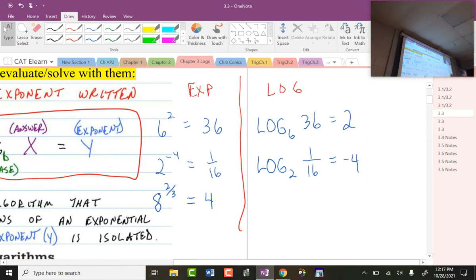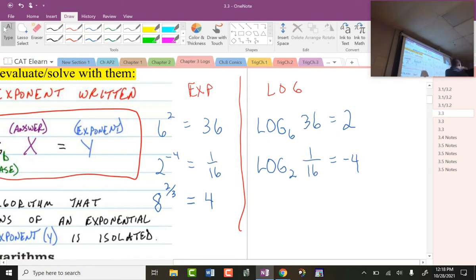So here we go. Log base 6. 6 is the base. 6 is the power, the number being raised to a power. 36 is the answer, equals 2 the exponent. So when you see a logarithm, you're supposed to be able to say, okay, this means 6 squared equals 36. Got it. And that's true. A little bit tougher, 2 to the negative 4th, hold on.